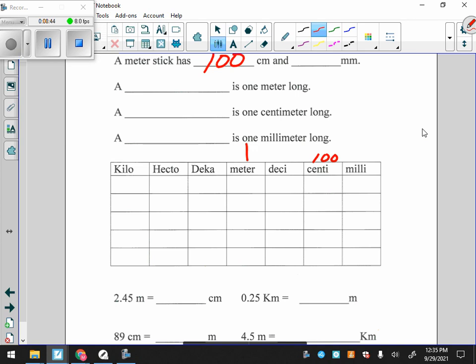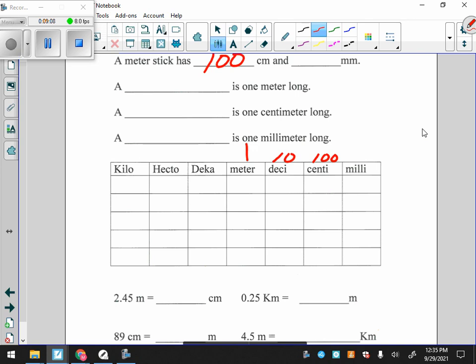How many decimeters? What do you think? Make an inference. 10. What do you think? How many decimeters? Ivan is correct. He said 10. 1 meter can be broken down into 10 decimeters. What pattern is he following? What is he following, Dylan?